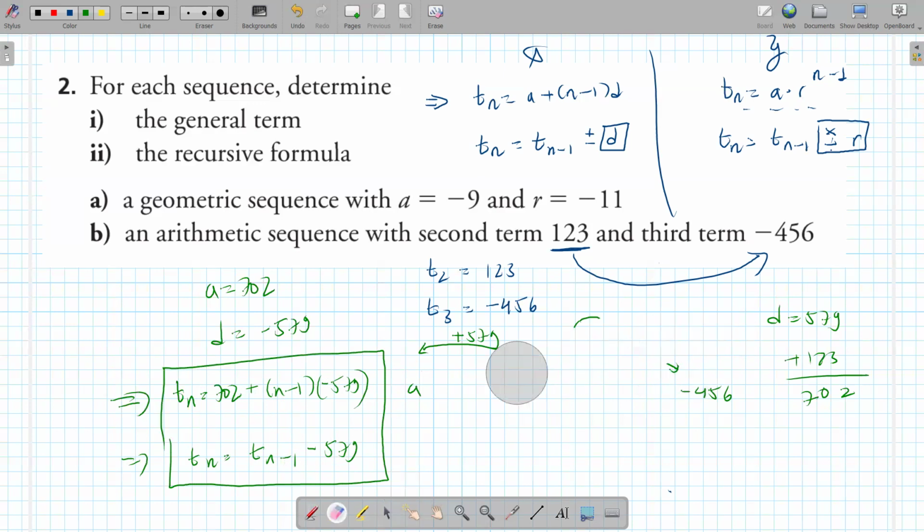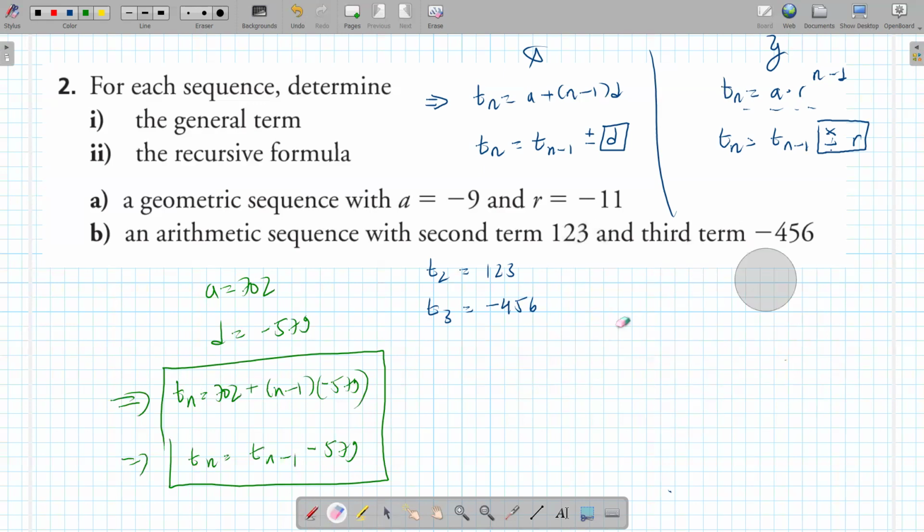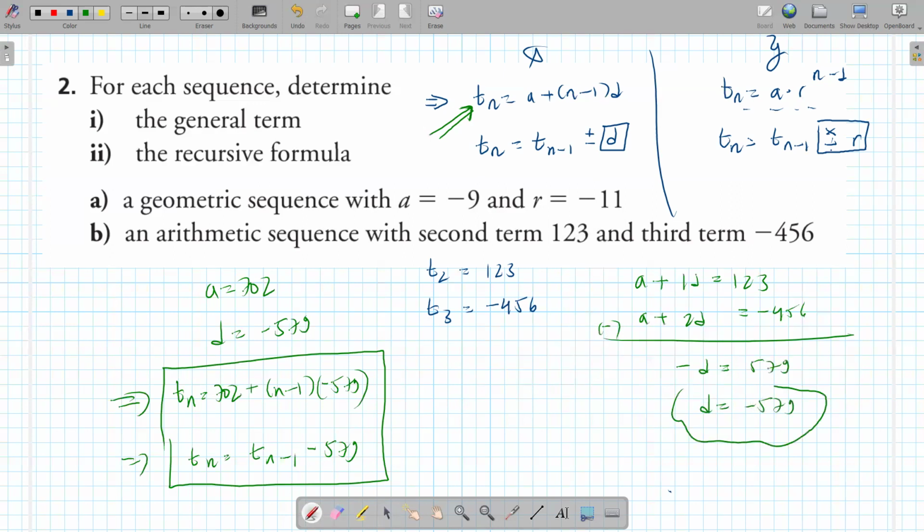The other way of doing this would be to turn this into a system of linear equations. T2 means A plus 1D. That's 123. T3 means A plus 2D. We're just plugging into this n minus 1, so 3 becomes 2. And then you would want to subtract your A's. You get negative D is 579, so that means D is negative 579. So that's how you can find your D value. Plug it back in here to get A value of 702. So that's an alternative way of finding your A and D.